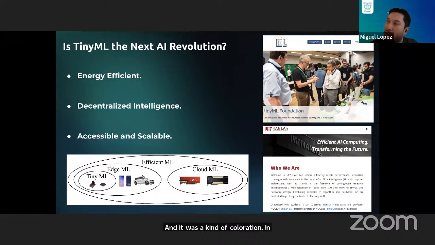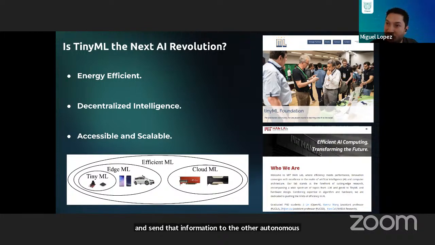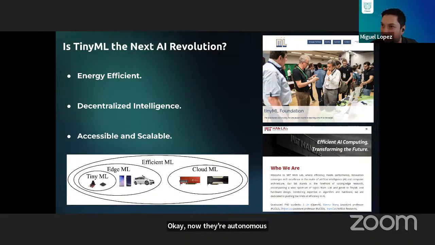Imagine in a car, we are going to, I don't know, some market, and that autonomous vehicles have AI, and they see a lot of traffic in this path, and send that information to the other autonomous driving, and the other autonomous driving changes its decision, telling okay, the other car told me that in this path we have some traffic. And this kind of solution we can do in different kinds of devices, and that's interesting, and that's why it's scalable.